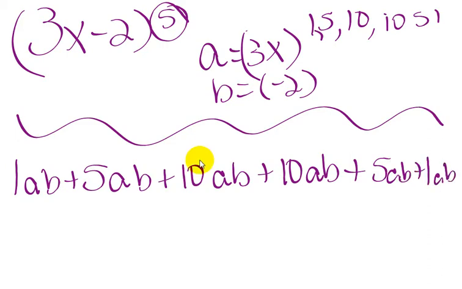Now I'm going to go back and add all my powers. For a, it's going to start with 5, 4, 3, 2, 1, 0. And for b, I'm going to have 0, 1, 2, 3, 4, 5. I don't like the way that looks.